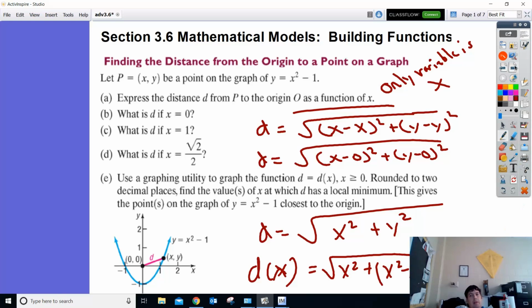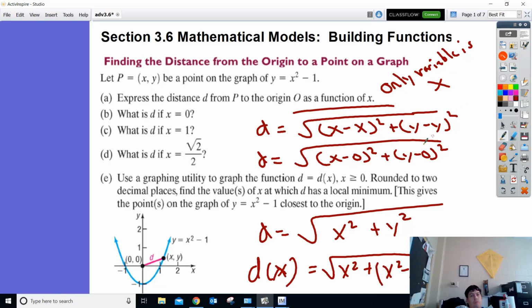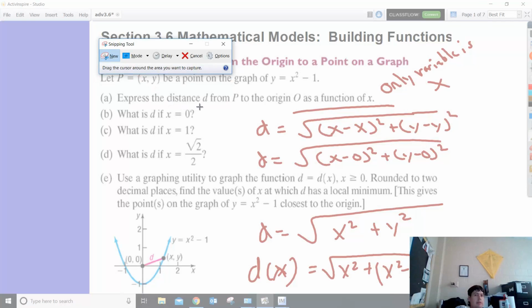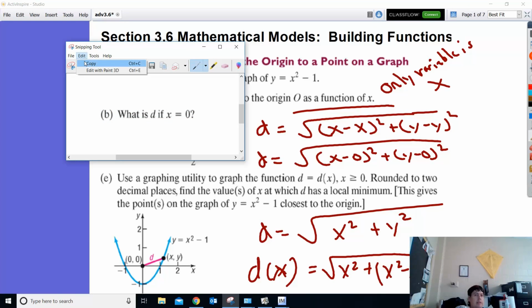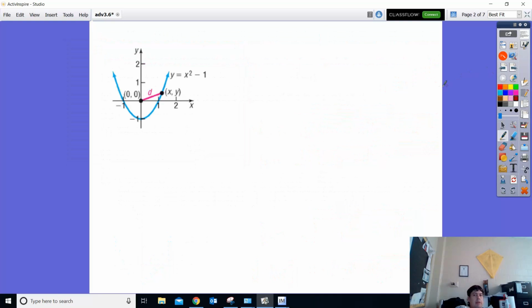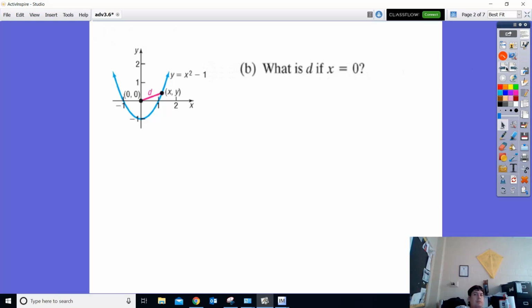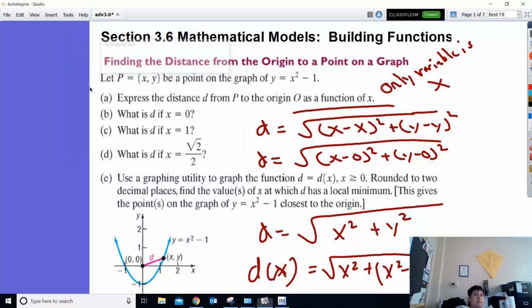All right, let's do part B. What is the distance if x is 0? I haven't had much sleep, so my memory is just shot. So long-term memory is there, but anything that I say or do within 5 seconds is gone. So I literally need to copy that question down because I will not remember it. Part B is what is the distance if x equals 0? So I'm going to grab my little equation here.